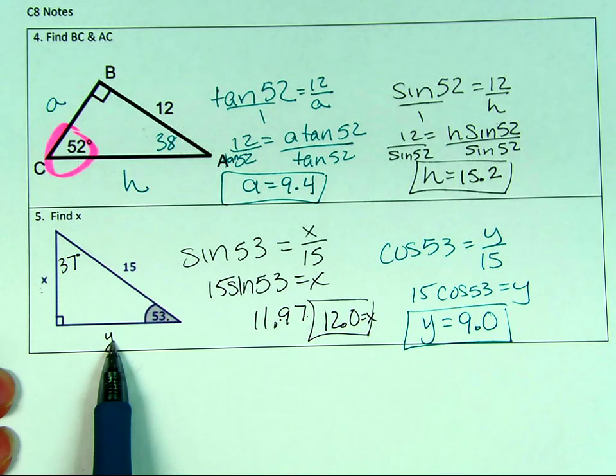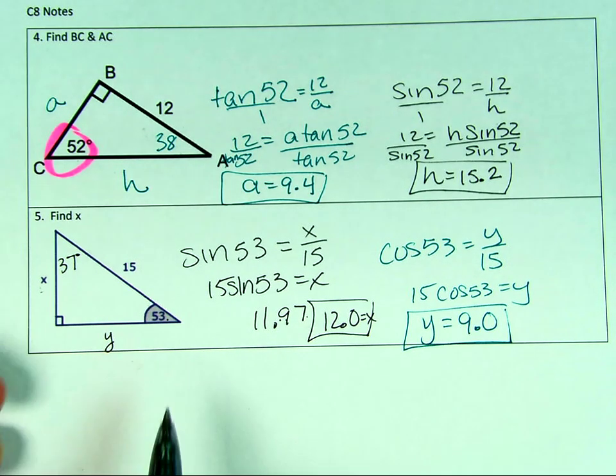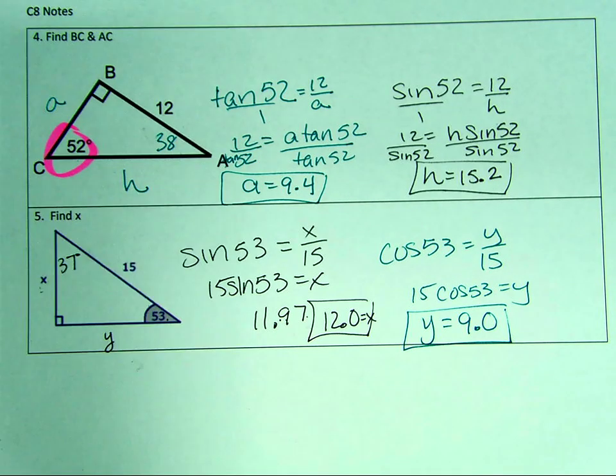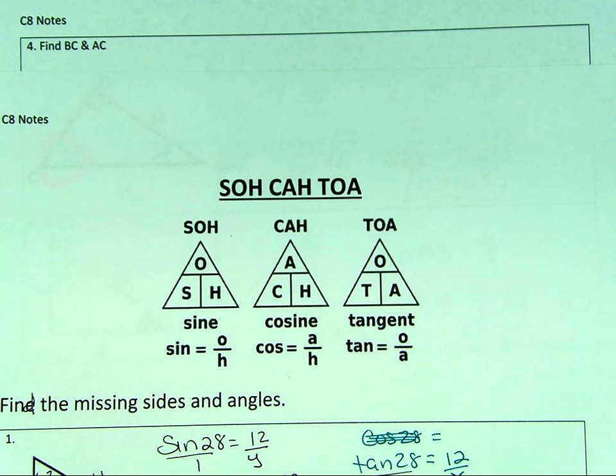Smallest one's opposite the smallest angle, longer one is opposite the longer angle. So what you have to do, keep in mind, you got to have that Sohcahtoa there in front of you. You have to know which one to use. That's the most challenging part. And then it's just cross multiplying and using your calculator.